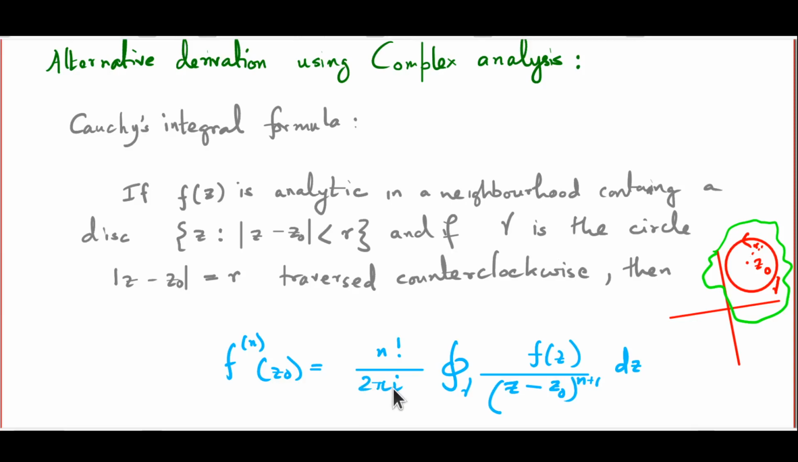So basically you can relate the nth derivative of the function at the center of a circle to the contour integral of a function carried out over a circle which is centered at that point.